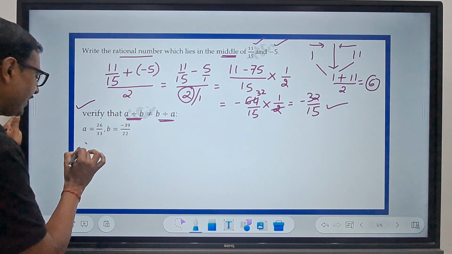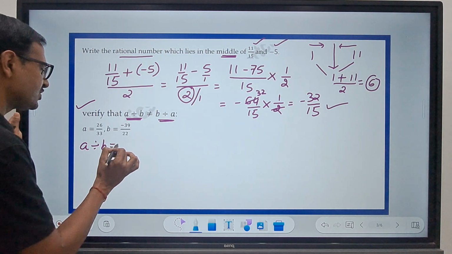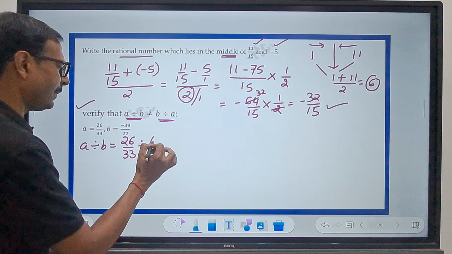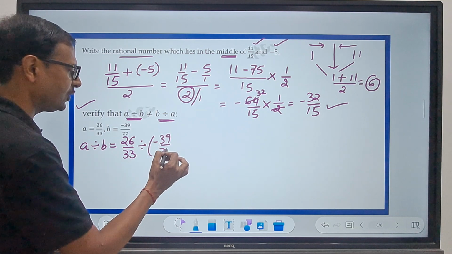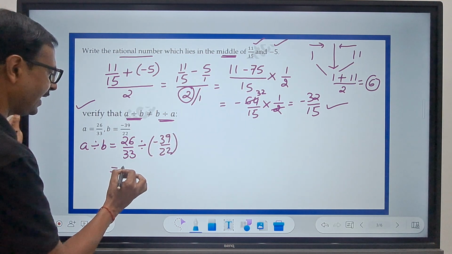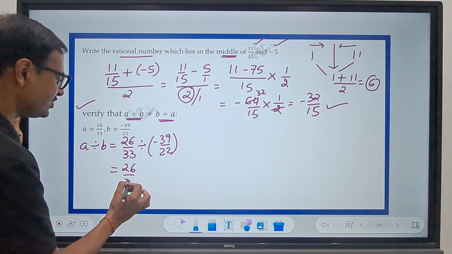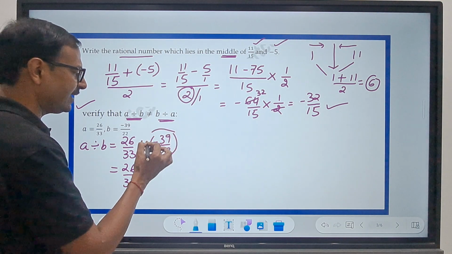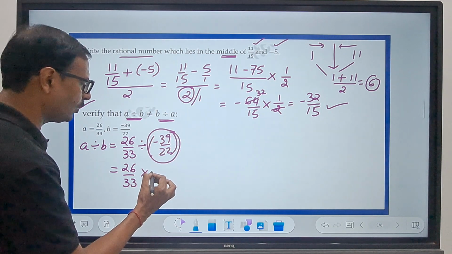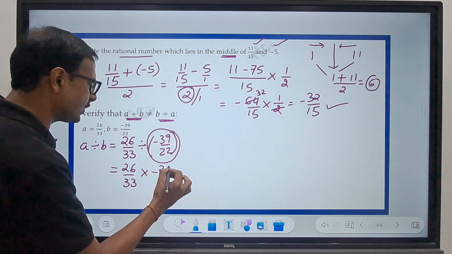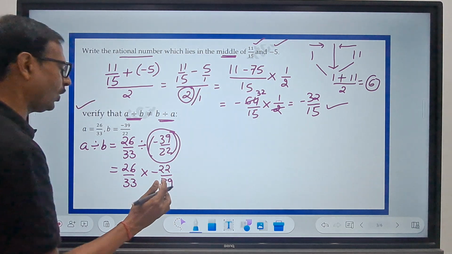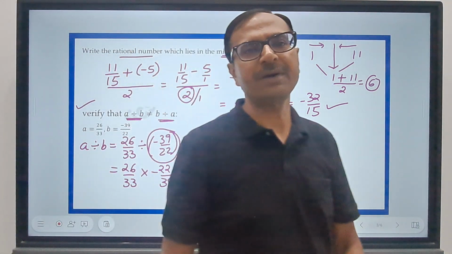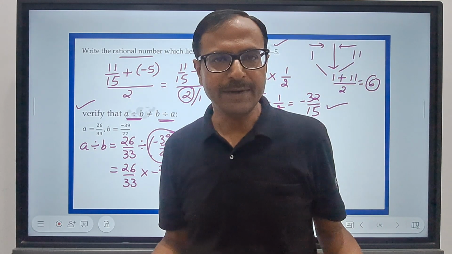Let's do A divided by B first. So A is 26 upon 33 and I need to divide it by minus 39 over 22. Now division actually happens when you convert the division sign to a multiplication sign and flip the second fraction. So minus 39 upon 22 becomes minus 22 upon 39, and all you need to do is cancel the common factors between numerator and denominator and you will get the answer for A divided by B.